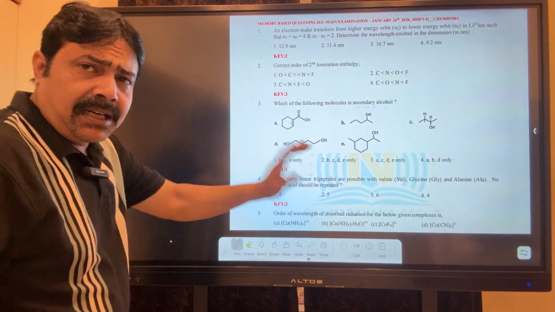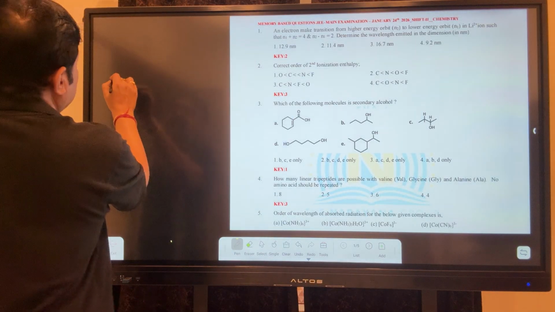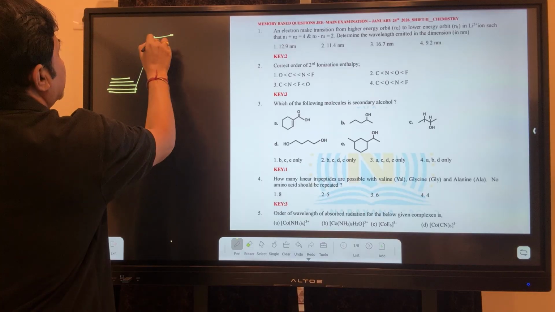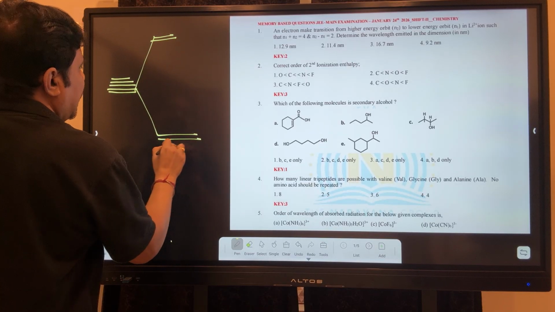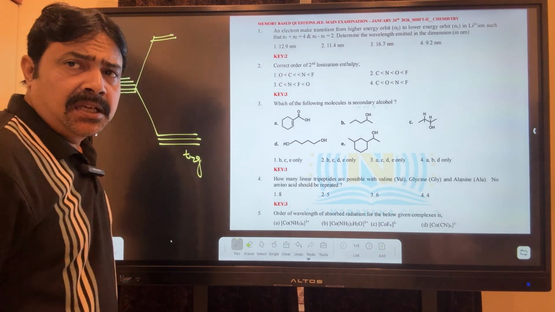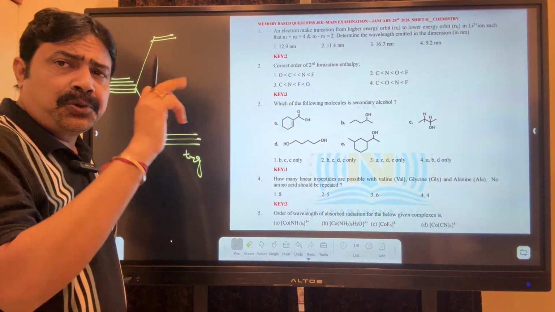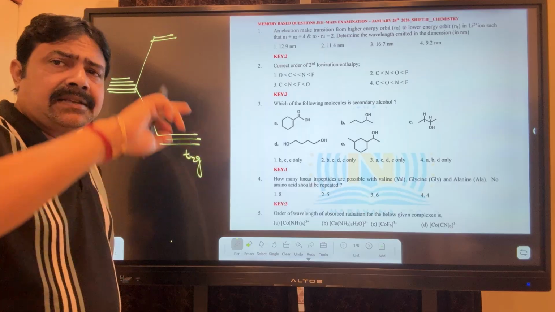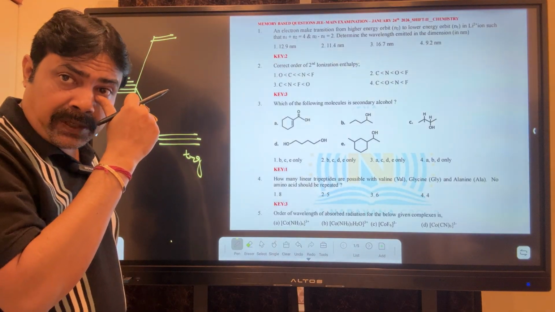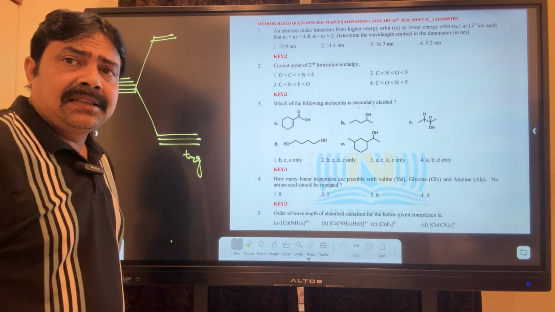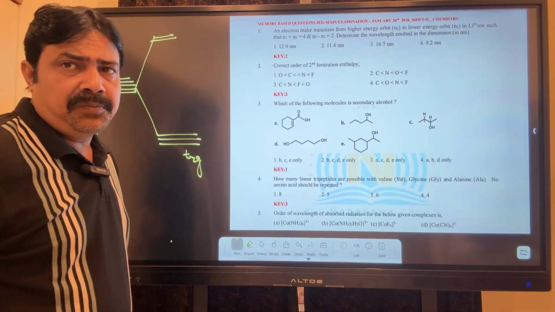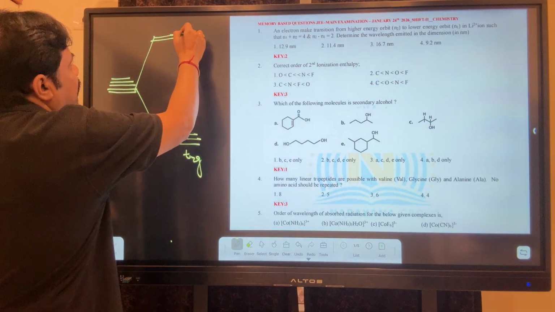Now all are octahedral complexes. Whenever an octahedral complex is there, the d orbitals will split into 2 different levels: one is T2g and another is Eg. T2g is dxy, dyz and dzx, because the ligand is approaching along the axis. That's why orbitals along the axis have more repulsion and their energy increases, whereas orbitals between the axes have less repulsion with the ligand electrons and their energy decreases. Now this is your Eg.